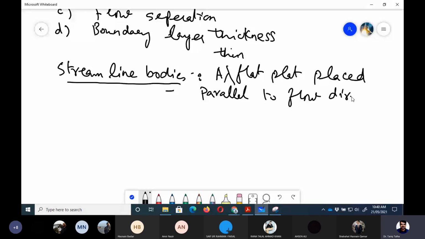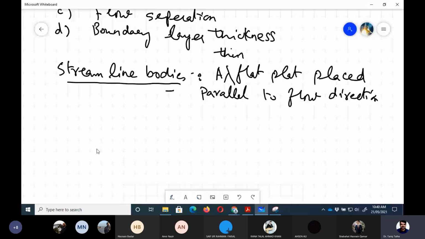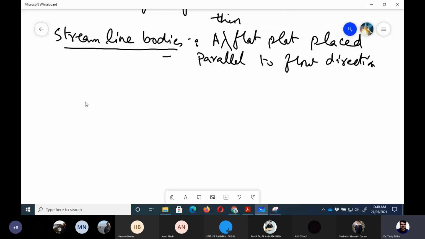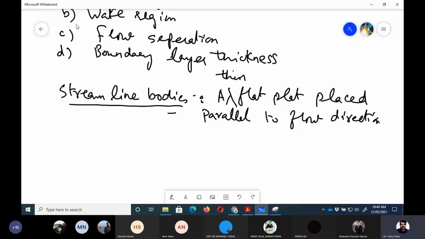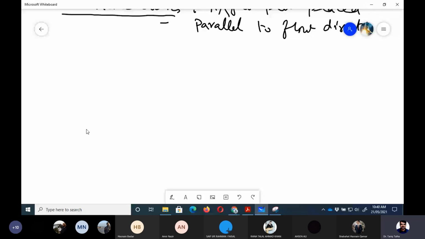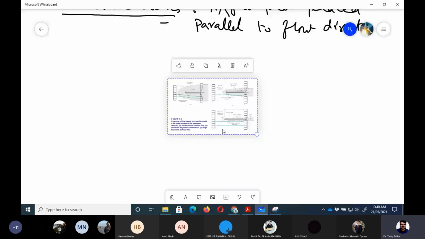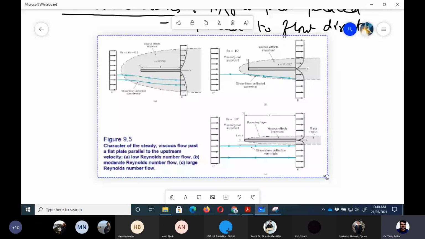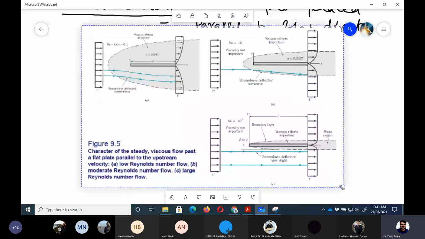Let me show you how these properties, A, B, C, D, change when we increase the speed of flow. For that, I'm going to put a picture here. Just hang with me for a while, and I will explain it. Okay, so this is the figure. I hope that you can see it quite easily.